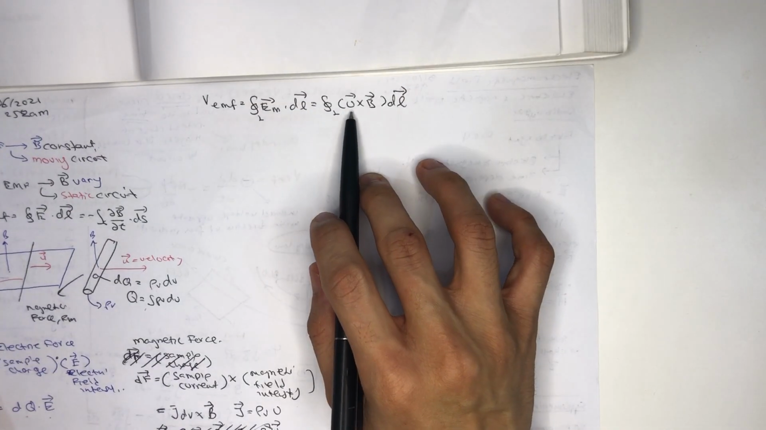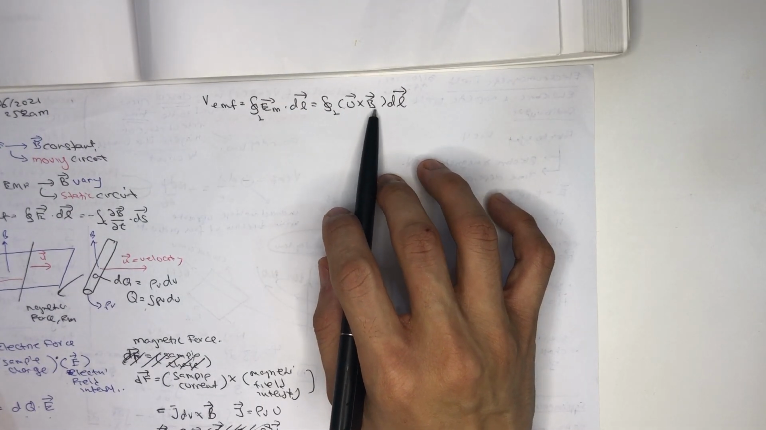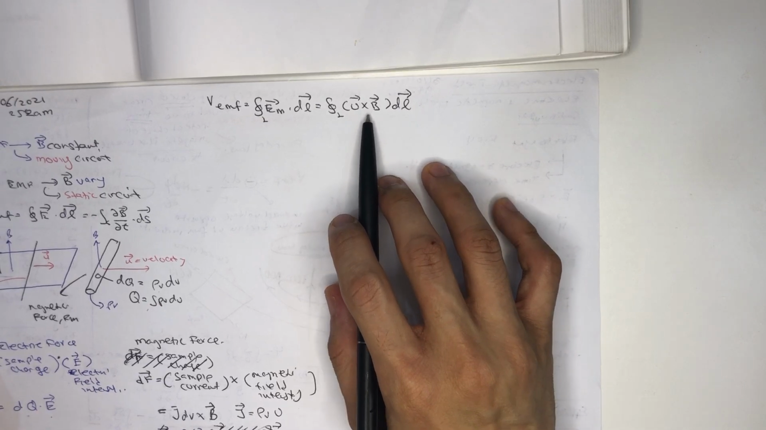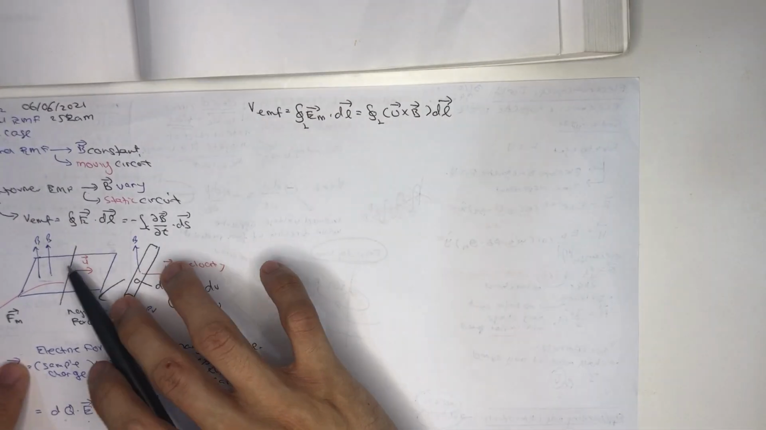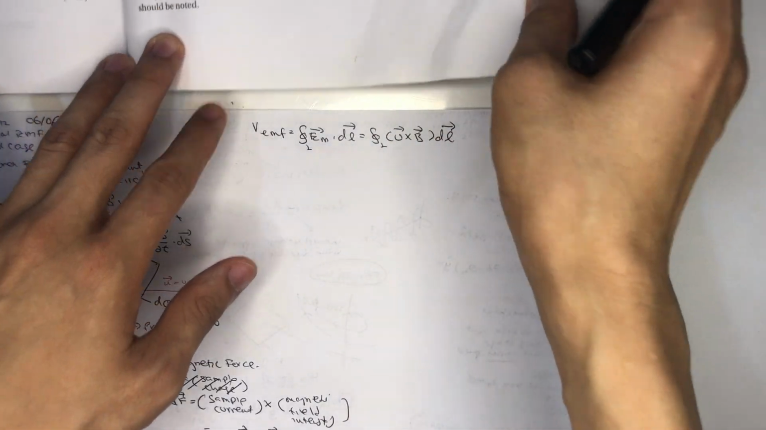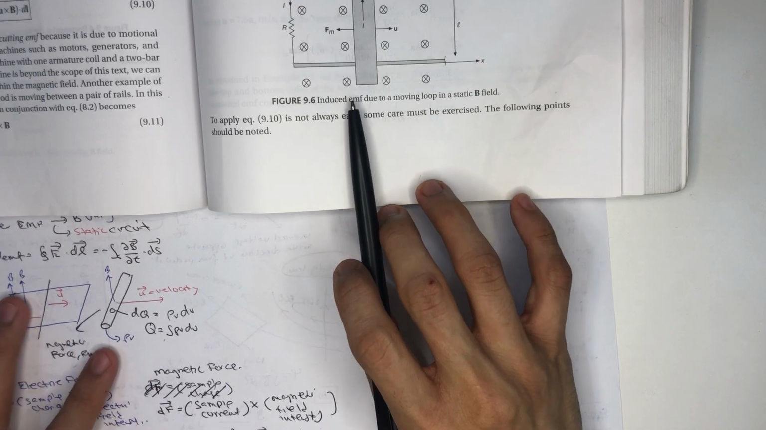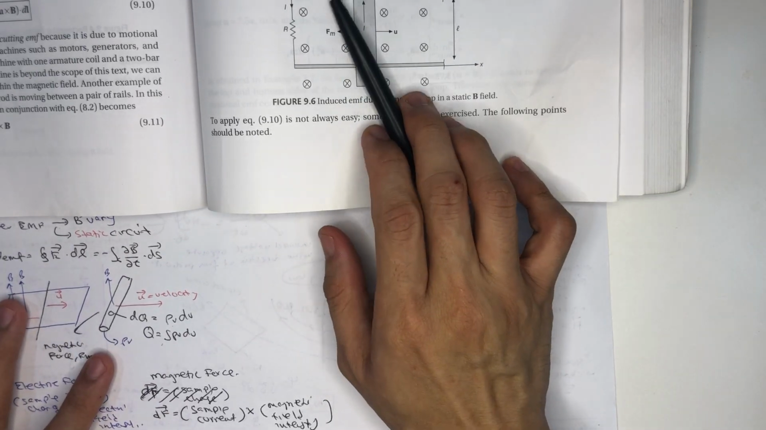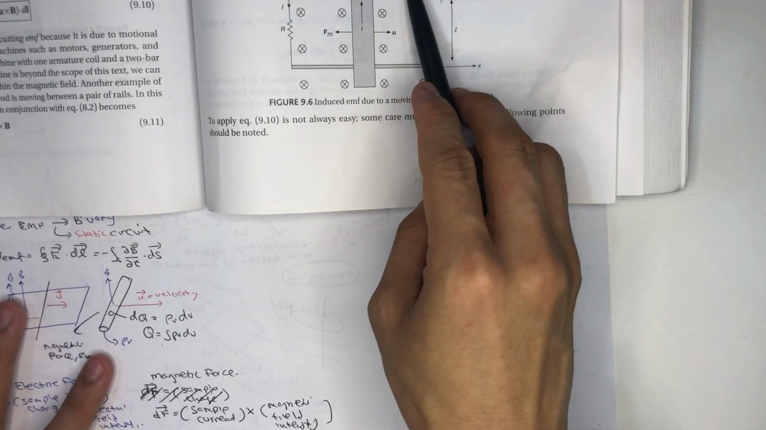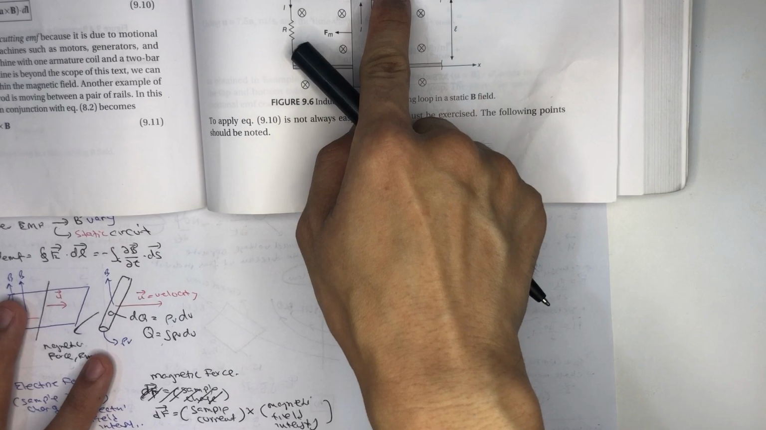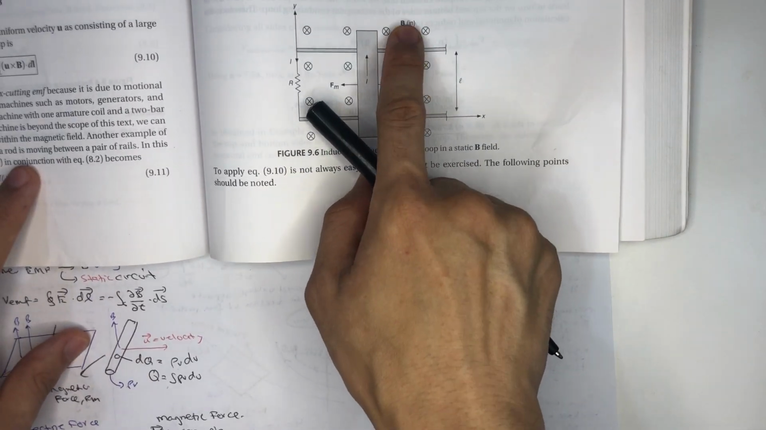If you see here, U and B, there are cases where they are perpendicular, just like in our example, and also in our equation in figure 9.6, where U and B are perpendicular to each other. This one is going in, so U is here, so they are perpendicular.